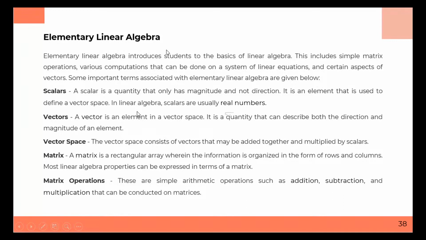How about vector? As we just saw, vector was represented in terms of matrix. So let's see what it says. Vector is an element in vector space. It is a quantity that can describe both the directions and magnitude.